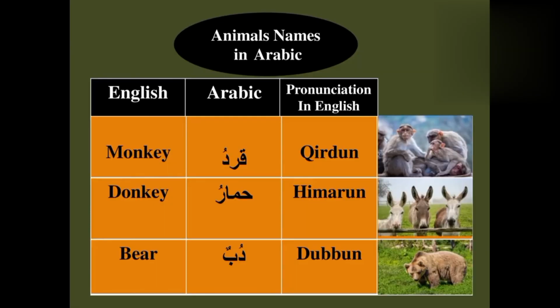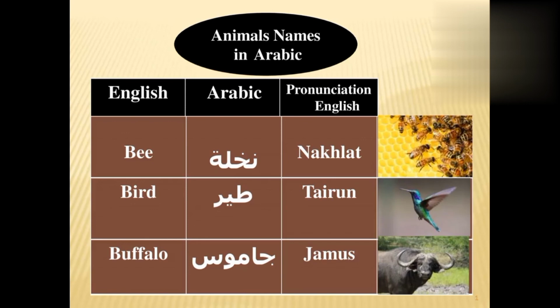Now see monkey. For monkey we use in Arabic qirdun. Qirdun means monkey. Now see donkey. For donkey we use in Arabic himarun. Himarun means donkey. Now see bear. For bear we use in Arabic dubbun. Dubbun means bear. Now see bee.